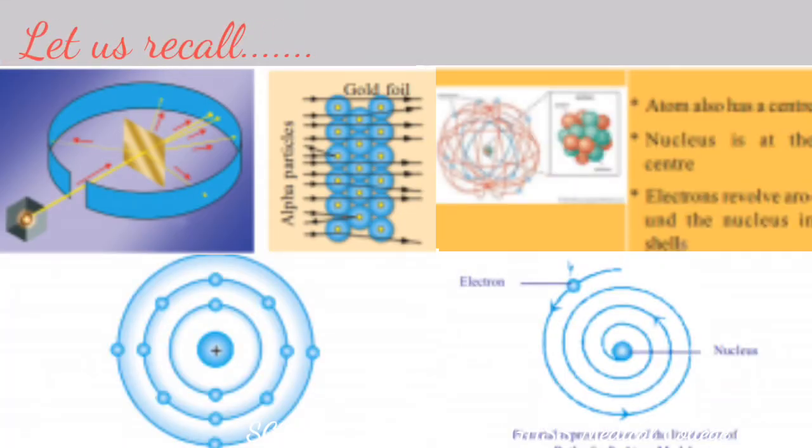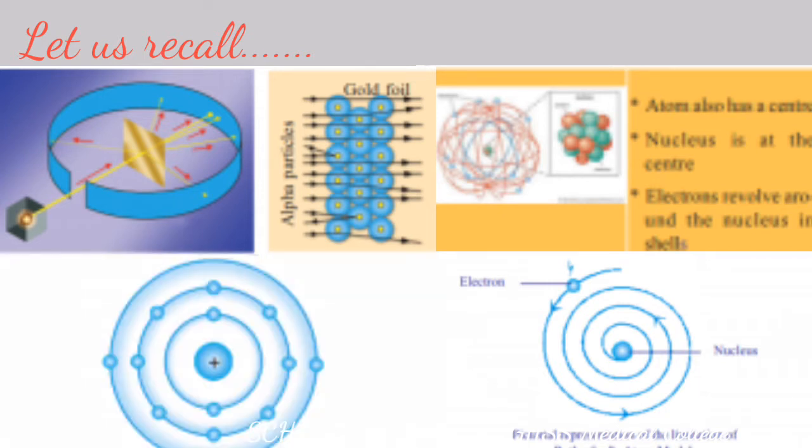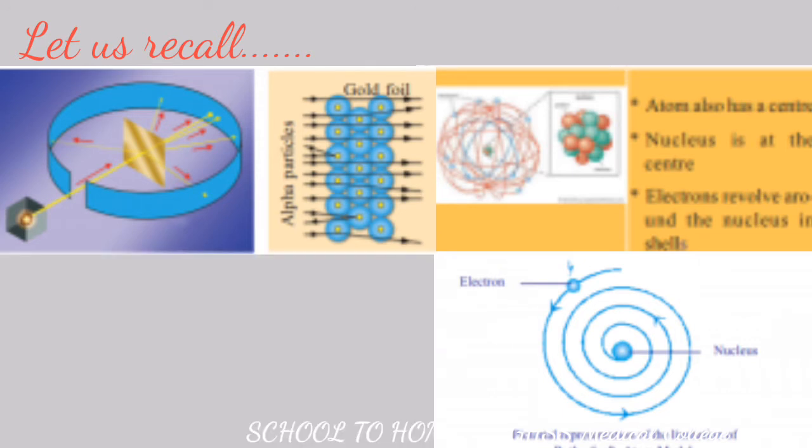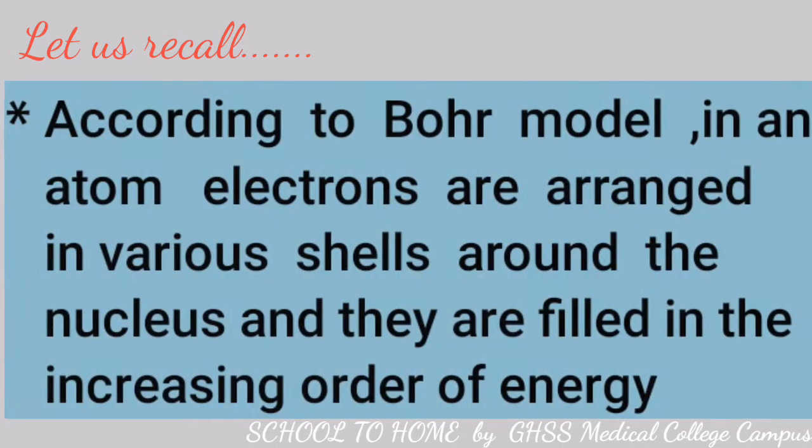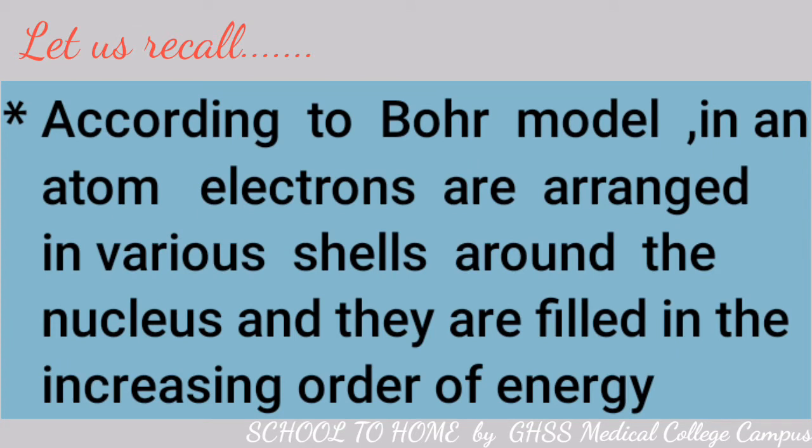We have already learned that based on the experiments conducted by scientists, various atom models were proposed, and among them, Bohr's model was generally acceptable and is utilized for giving a lucid explanation to the features of an atom. According to Bohr model, in an atom, electrons are arranged in various shells around the nucleus and they are filled in the increasing order of energy.